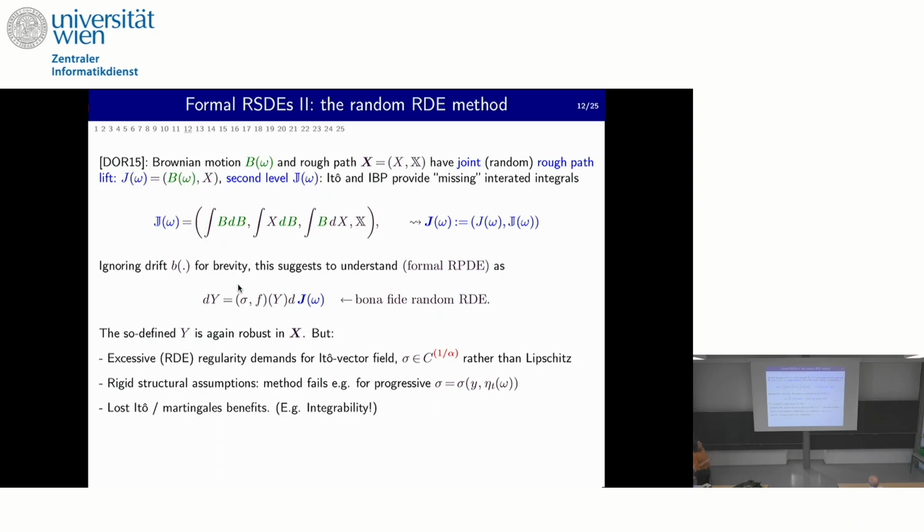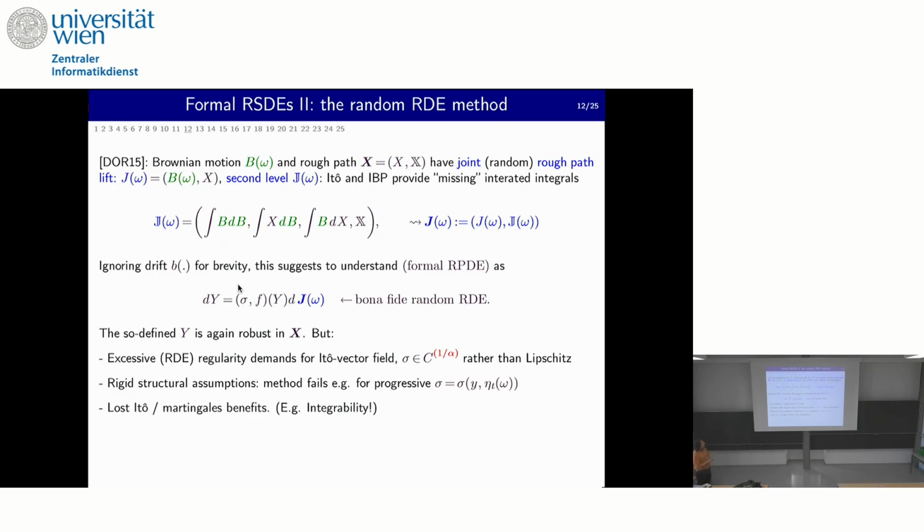You can check that the map from x here into this space of random rough paths has the right continuity properties. But again, you pay a price on the Lions side. So for instance, the sigma, which is in the Ito world should be Lipschitz, here suddenly needs to be something like C3.